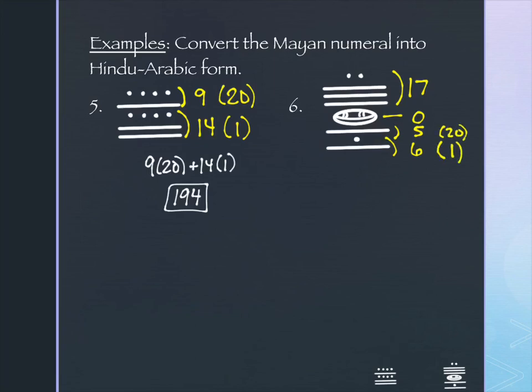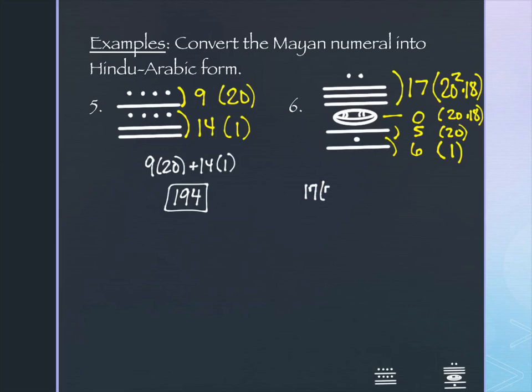What's the next place value? 20 times 18. So I'll write it as 20 times 18. We've already talked about that being the number 360. And then the 17 is in the 20 squared times 18 place. Okay? 20 squared times 18 is 7,200, just so you know.